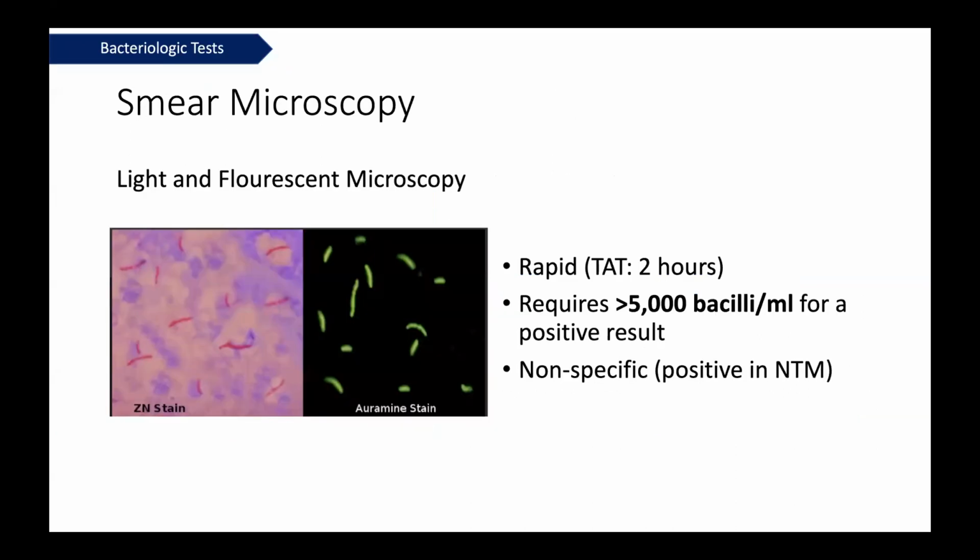And on microscopy, we can do light microscopy or even fluorescent microscopy. You'd require at least 5,000 bacilli for every ml to get a positive result. And it can be non-specific, especially, for example, for non-tuberculous mycobacteria. The turnaround time is pretty fast, in 2 hours. And we'll discuss its sensitivity, which is not really good in children.